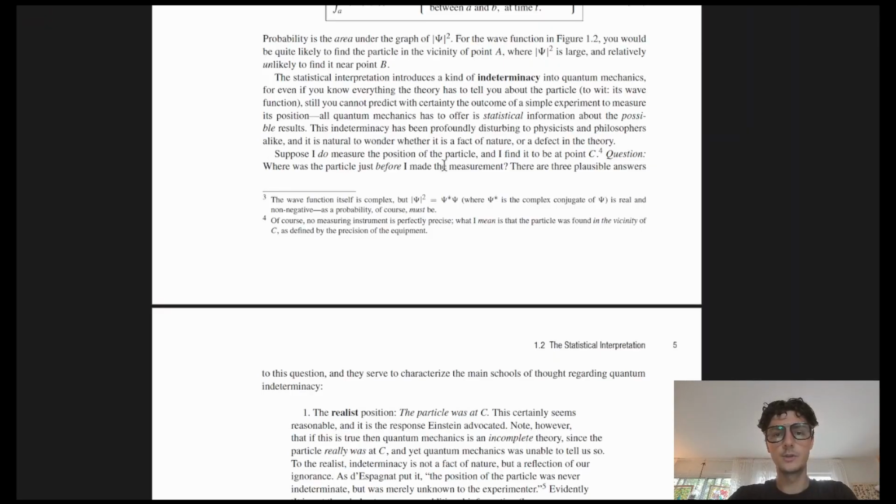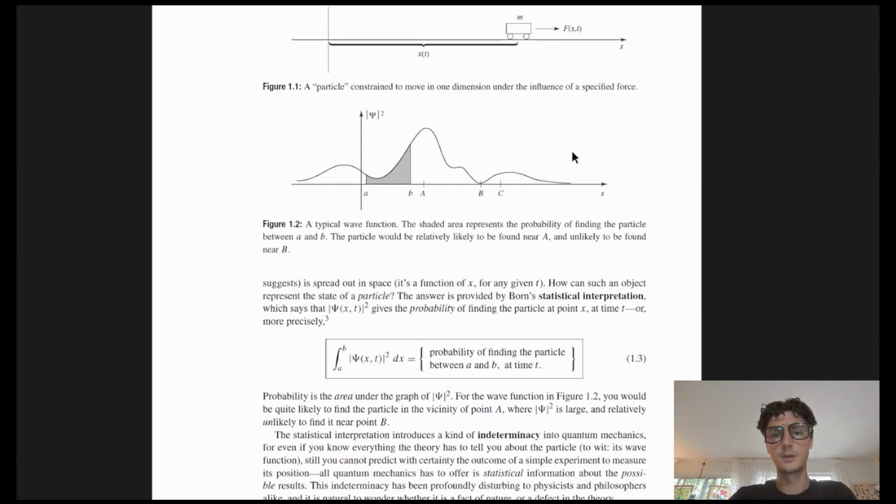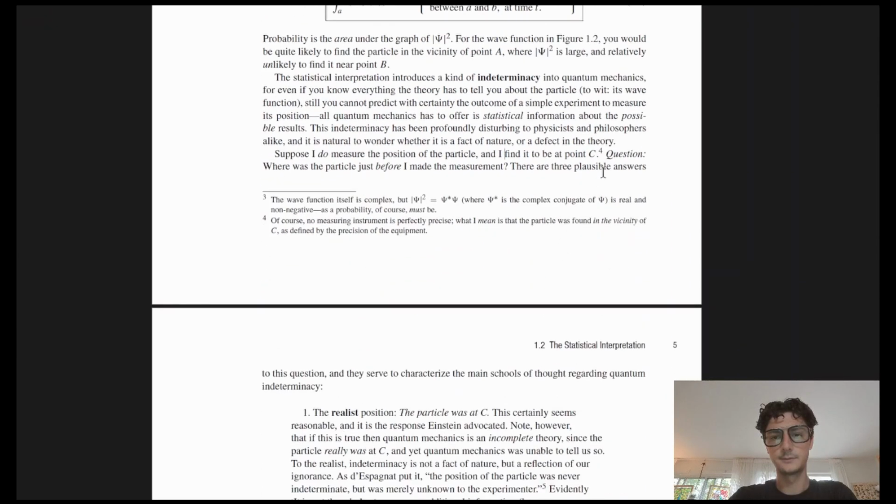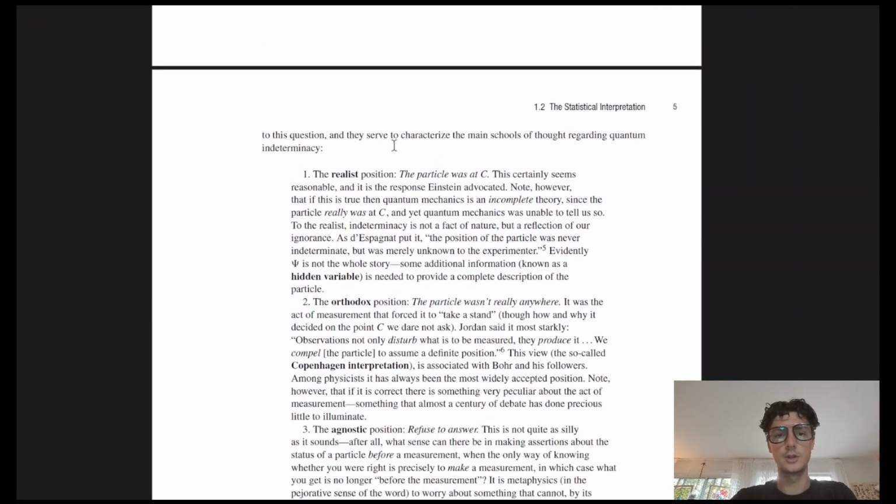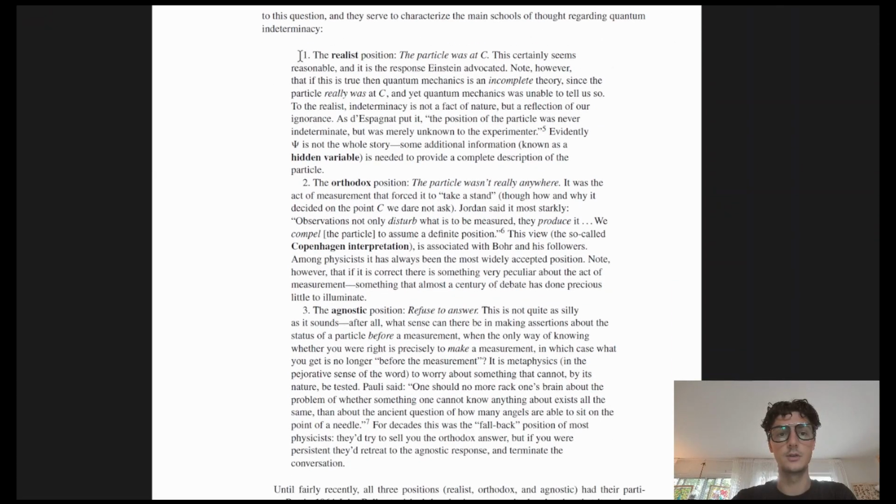Suppose I do measure the position of the particle, and I find it to be at point C, which is right here. Actually, they also give you this little footnote 4, which you can read down here, but I'm not going to do that. You guys can read it if you want. The book is free online. You can just search up the chapter or the title of the book. Question: where was the particle just before I made the measurement? There are 3 plausible answers to this question, and they serve to characterize the main schools of thought regarding quantum indeterminacy.